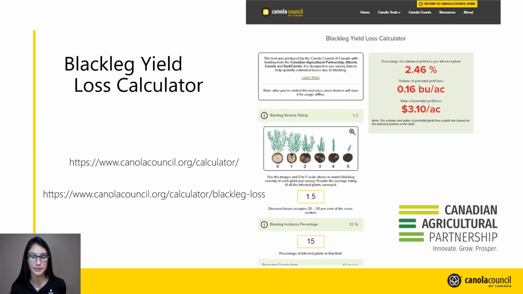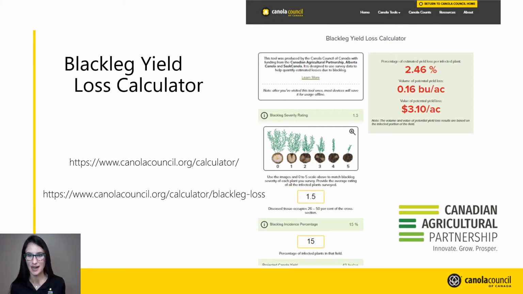To help growers calculate their yield loss from blackleg, we've developed a blackleg yield loss calculator through CAP funding in partnership with the University of Alberta and SaskCanola. This is housed on the Canola Council website as the Canola Calculator. What it does is help put a dollar value to what potentially could be lost to blackleg within the fields.